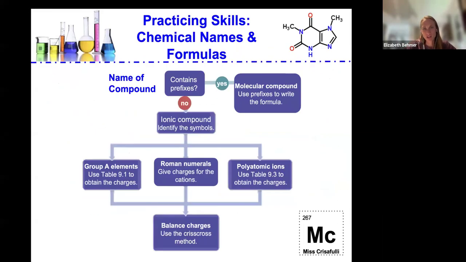So here is another chart to help you practice the chemical names and formulas. You take the name of the compound. Does it contain a prefix? Yes, then you use prefixes to write the formula. No, you use an ionic compound.